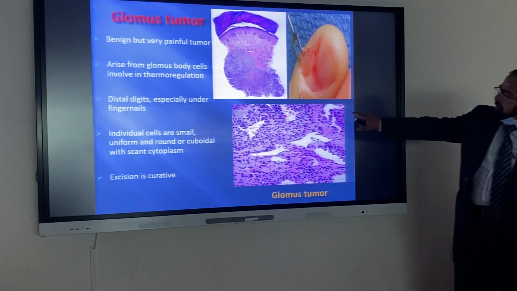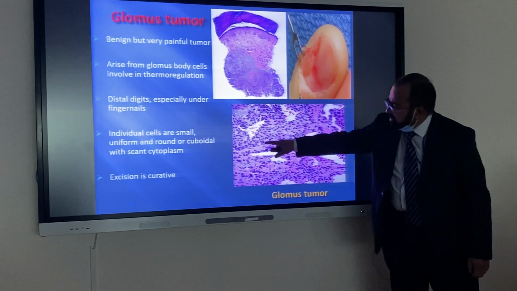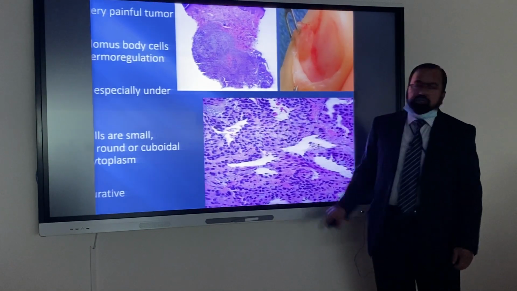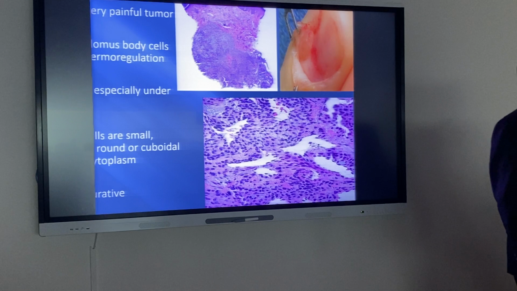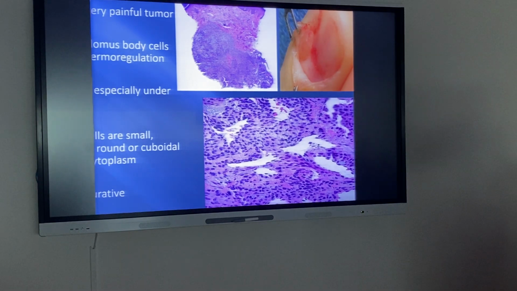So you can see similar type of cells here. They are around blood vessels. So these glomus body cells actually surround blood vessels, and then they regulate blood temperature, and then they constrict or dilate blood vessels.